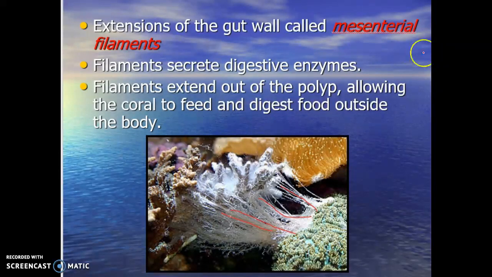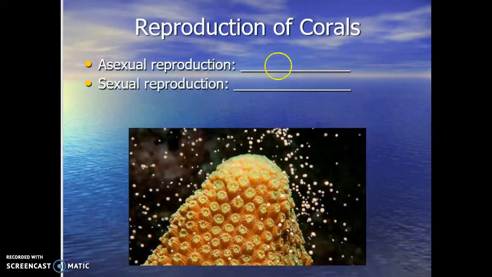But right here we're seeing it's feeding upon stuff with those mesenteric filaments. Okay, so again, that's not a lot of energy coming into the coral through the mesenteric filaments. So, again, better have your zooxanthellae. So, all right, now reproduction.